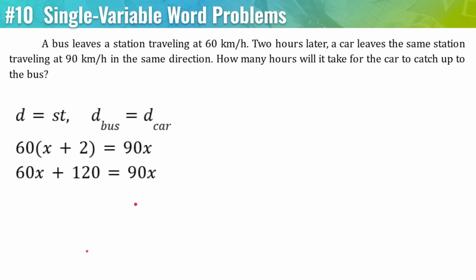So now we're going to solve for x. Distributing 60, we have 60x plus 120 is equal to 90x. So 120 is equal to 30x, and we find that x is equal to 4. So that means the car has been traveling for 4 hours.